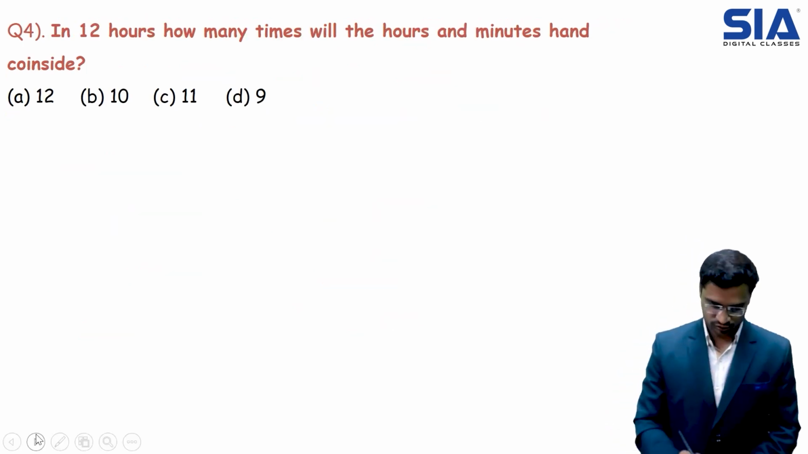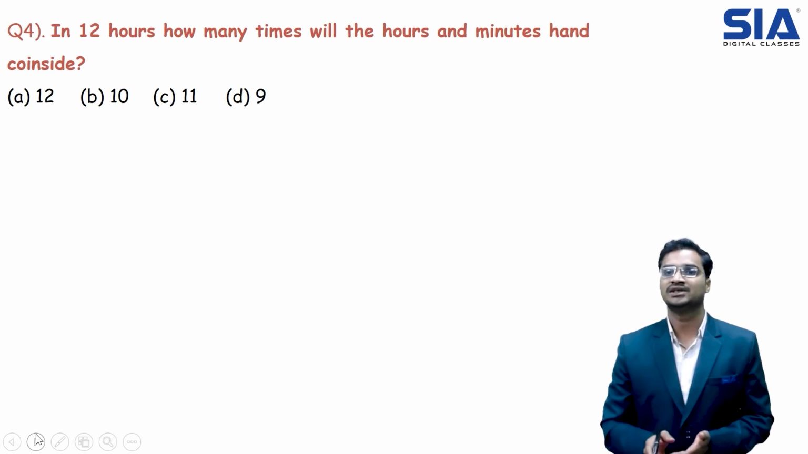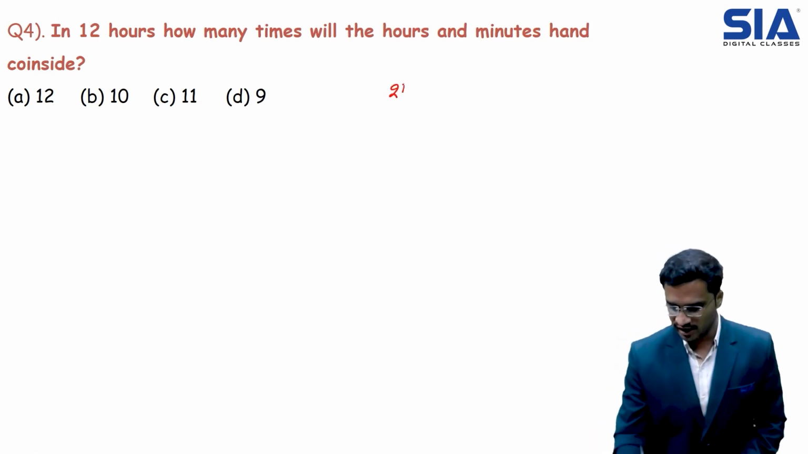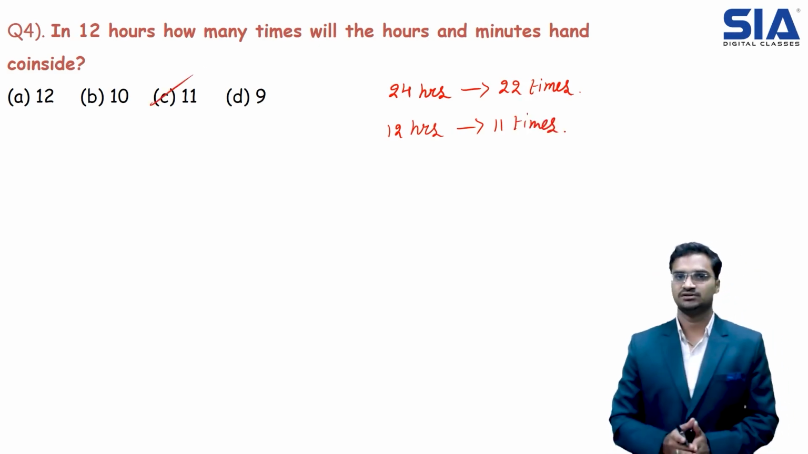Now coming to the next question. This question is a simple question. In 12 hours, how many times will the hours and minutes hand coincide? We know that in a day, or in 24 hours, the hours and minutes hand will coincide 22 times. In half a day, or 12 hours, they will coincide 11 times. So our answer is 11, which is option C.